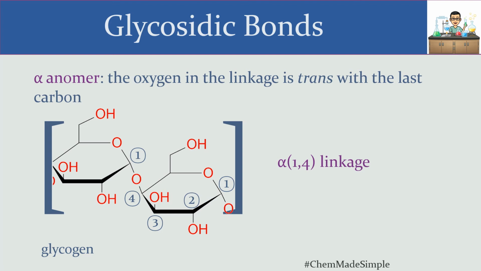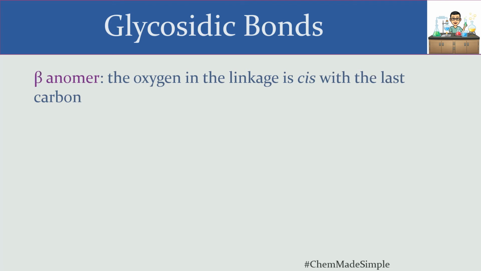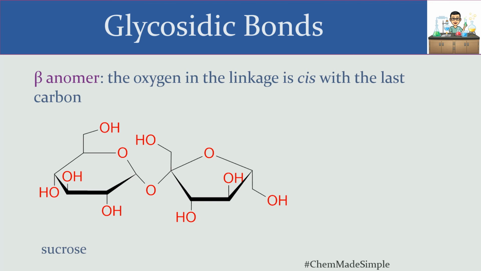It's alpha because it was the alpha anomer that was locked into this particular bond over here, and it was carbon number 4 on my other molecule that was included in that linkage as well. All right, what about the beta anomer? Well, the beta anomer is when the oxygen in the linkage is cis, or on the same side, as that last carbon. So let's take a look at an example of that.